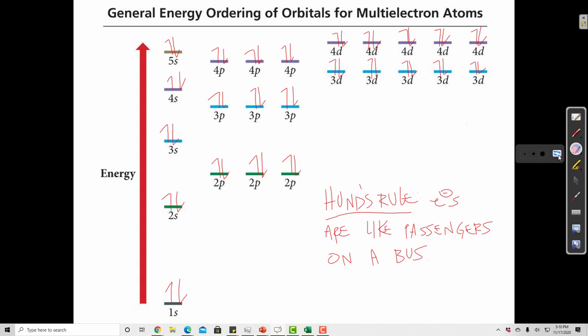So when we're filling up electrons, we have to apply these three rules. The Aufbau principle, the lowest energy first, the Pauli exclusion principle, 2 electrons per orbital, and Hund's rule, like passengers on a bus, they want to go in one at a time first when there's orbitals at the same energy.